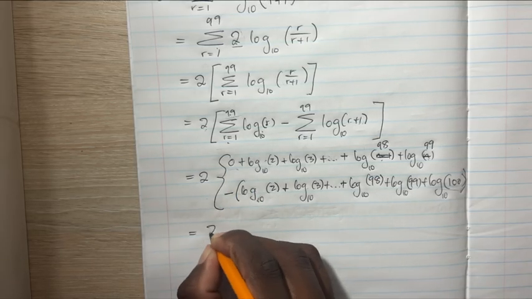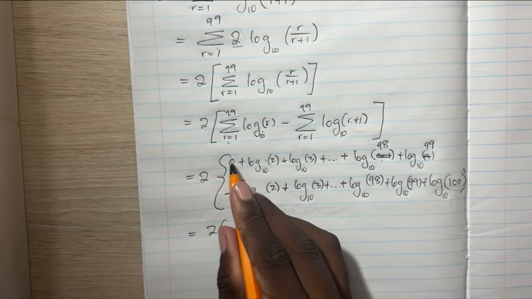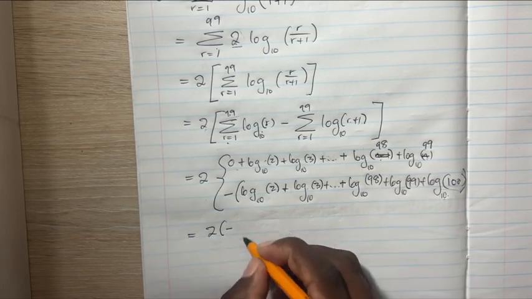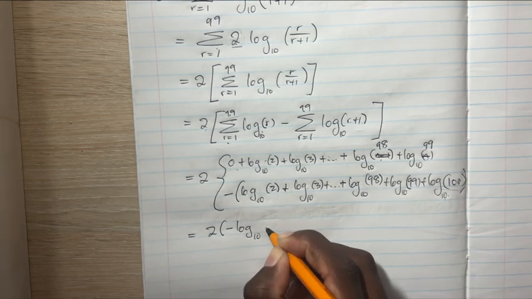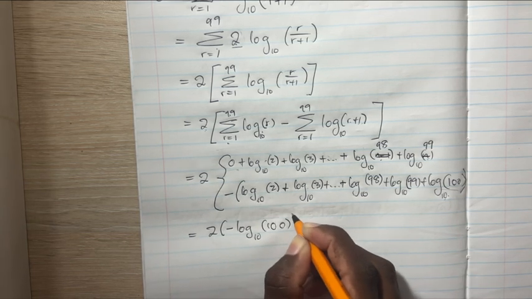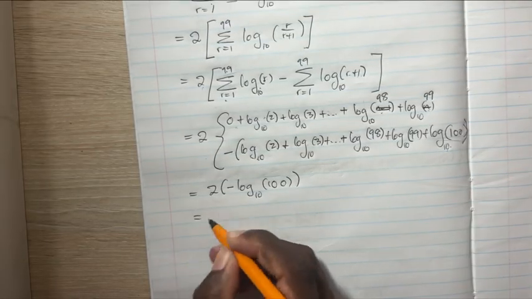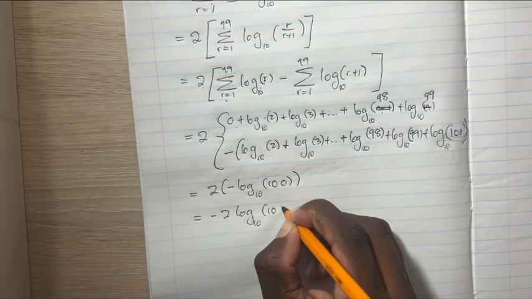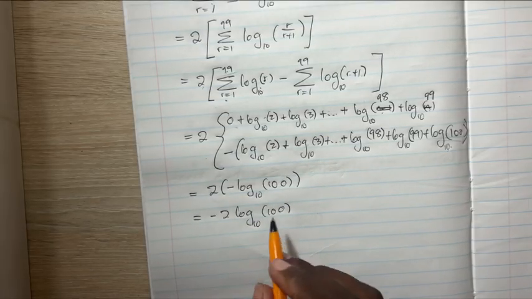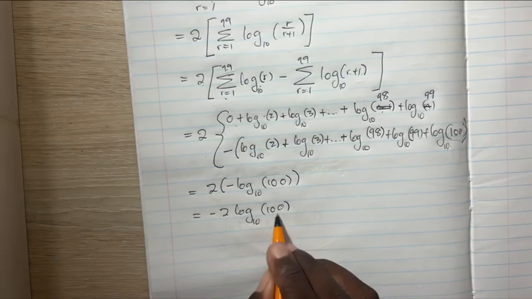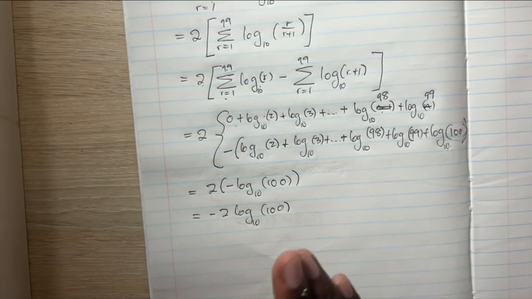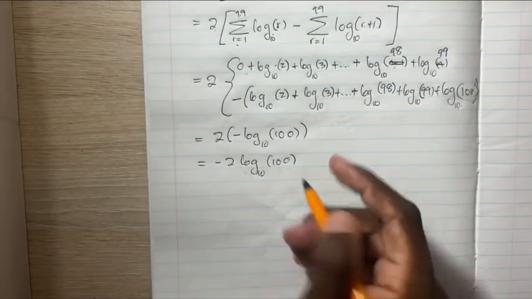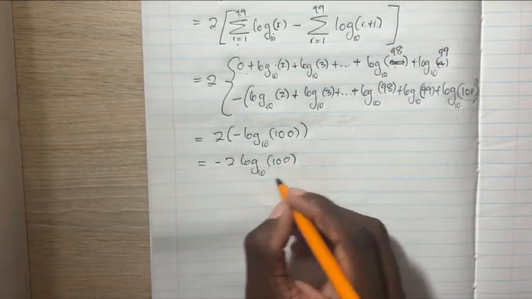Which means you have 2 into, that's 0, doesn't matter. You have negative log base 10 of 100. Which means you have negative 2 log base 10 of 100. Okay, the final answer is negative 4. You can just skip a few seconds ahead, but I want to help the people who can't figure out what this is.